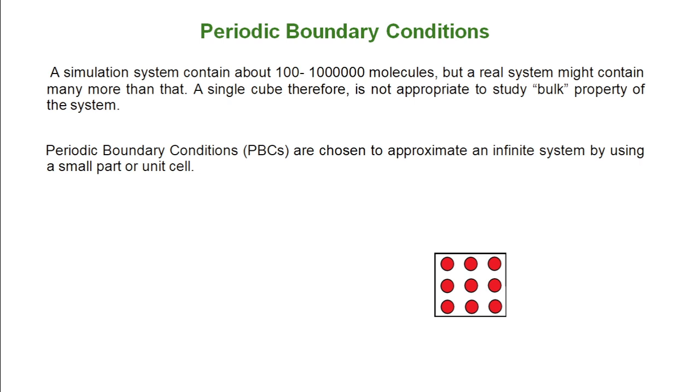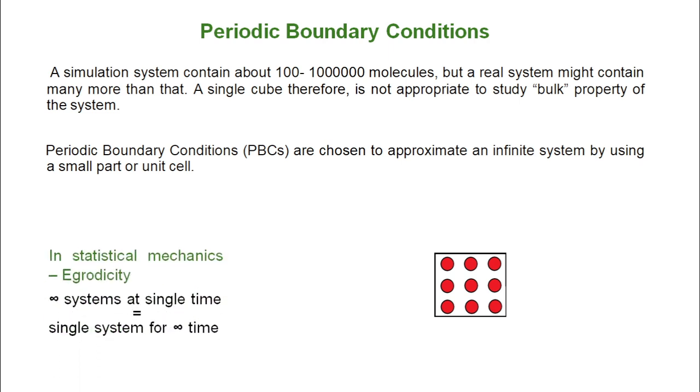Okay, so periodic boundary condition is one kind of algorithm which is chosen to approximate the infinite system, that means a very large system. Okay, to approximate this infinite system, we use this small simulation box. That means a small part or a unit cell. Here we consider this simulation box as a small unit, and using this unit we try to approximate the behavior of a very large system or infinite system.